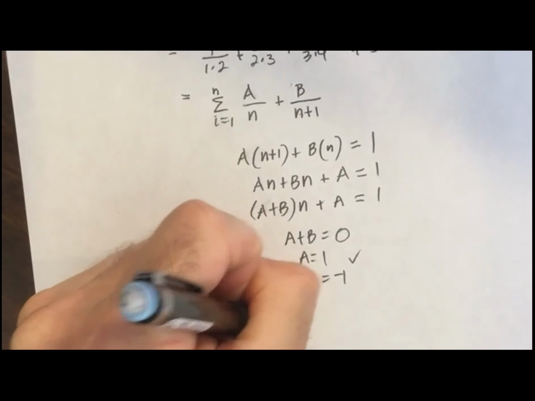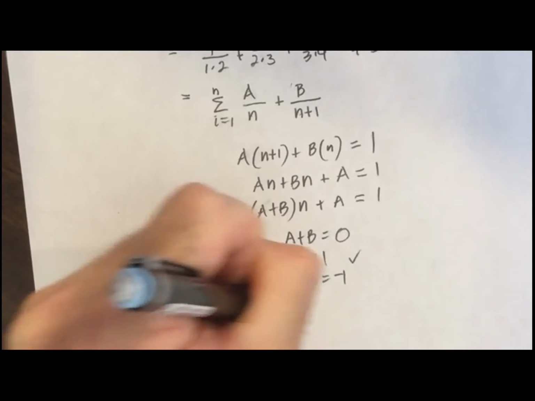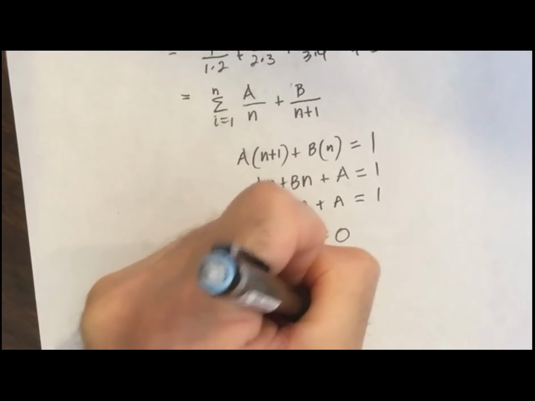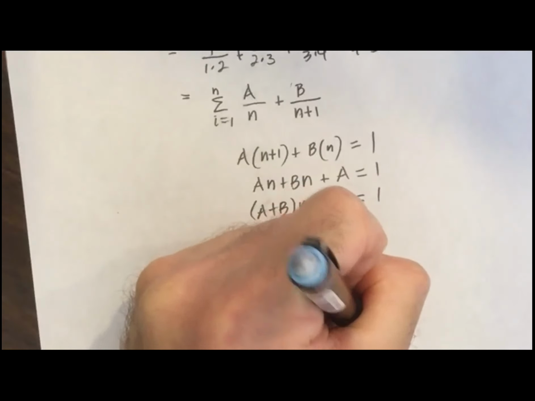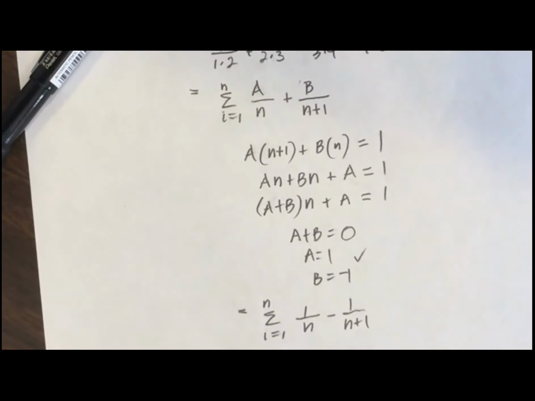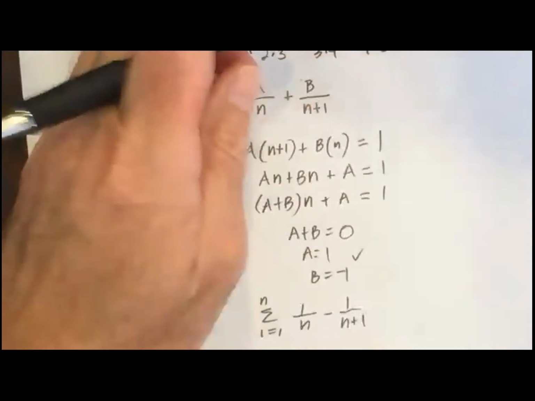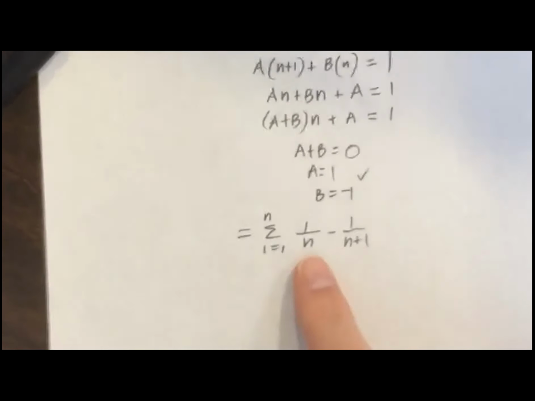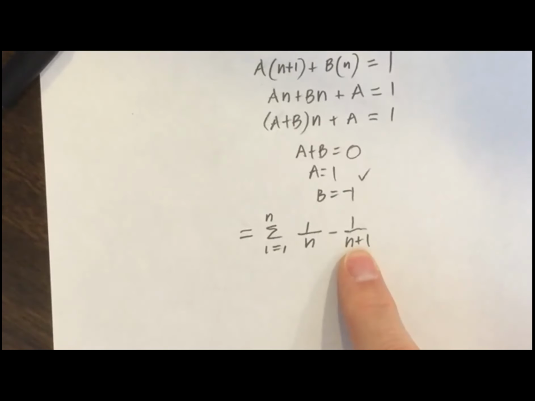Okay, so I'm claiming our sum, i equals 1 to n. A was 1, so I get 1 over n, and then B is minus 1, so I get minus 1 over n plus 1. All right, so the question is, does this help? And the answer is yes, because a while ago, we learned some things about sums, like the sum of a sum is the sum of the sums. In other words, I can add all these up, then I can add all these up, and then I can combine them.